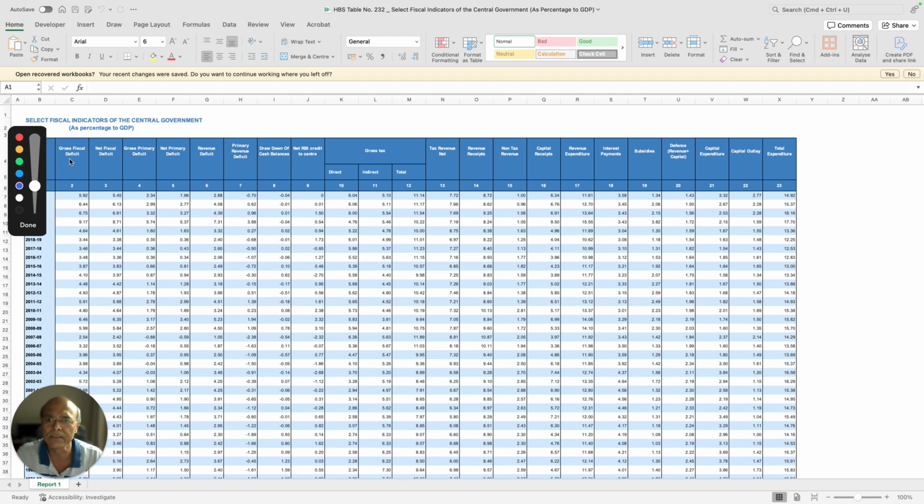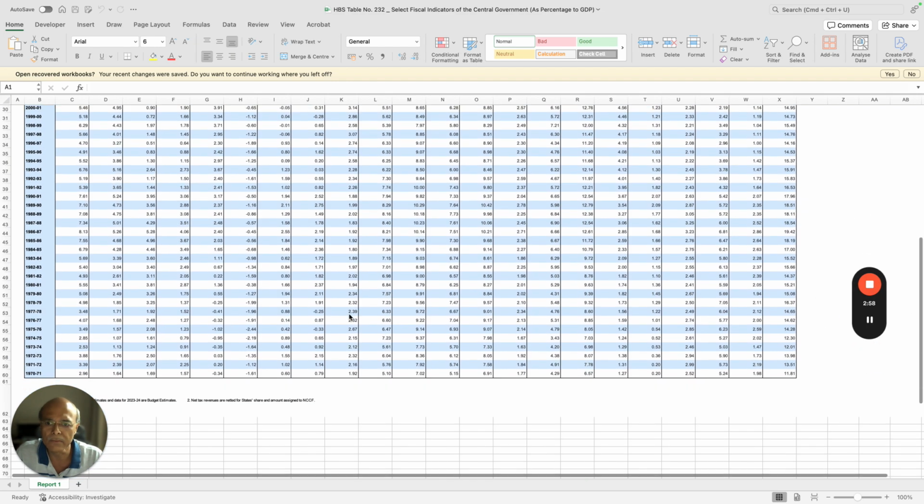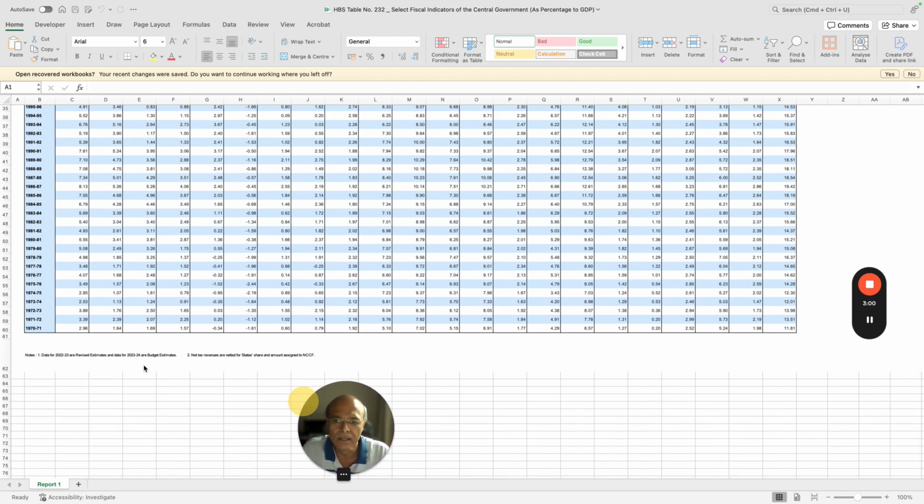So this table gives you different types of metrics, and these are not absolute numbers. These are numbers as a percentage of GDP across various financial years. If you see, all the financial years are listed here, and if you go down this table, you will find that the numbers start from FY71.